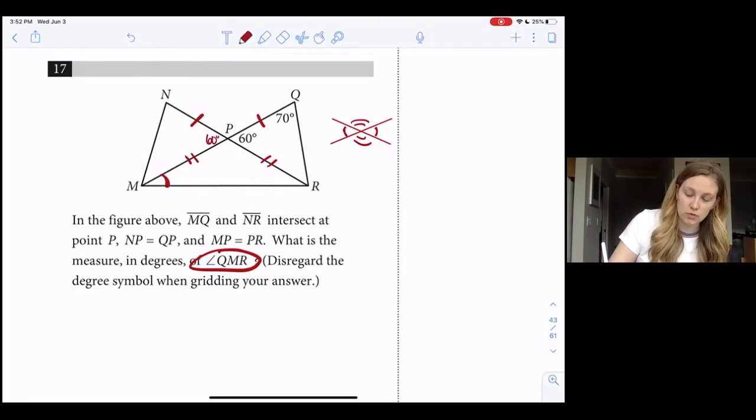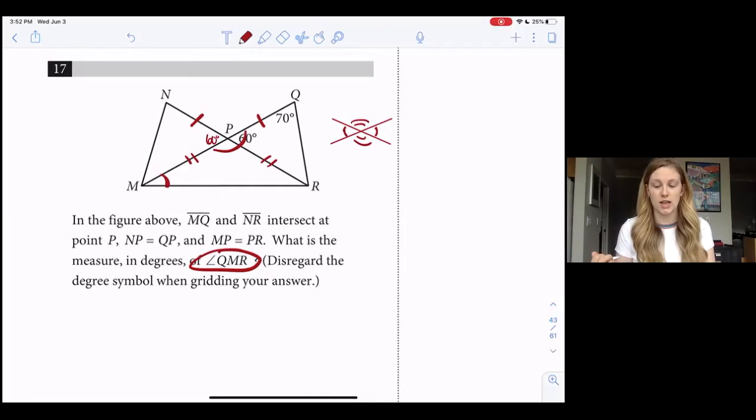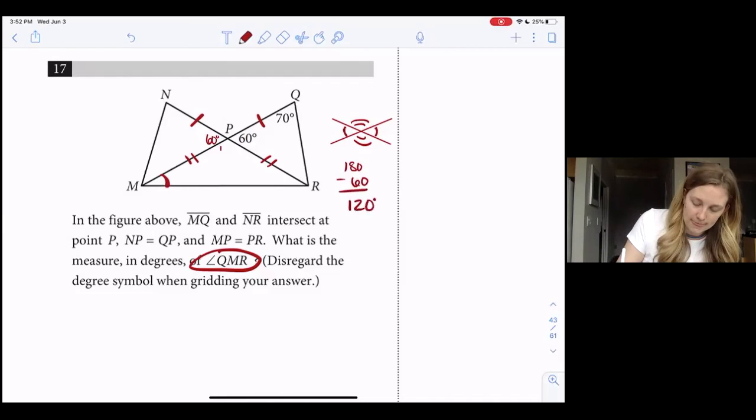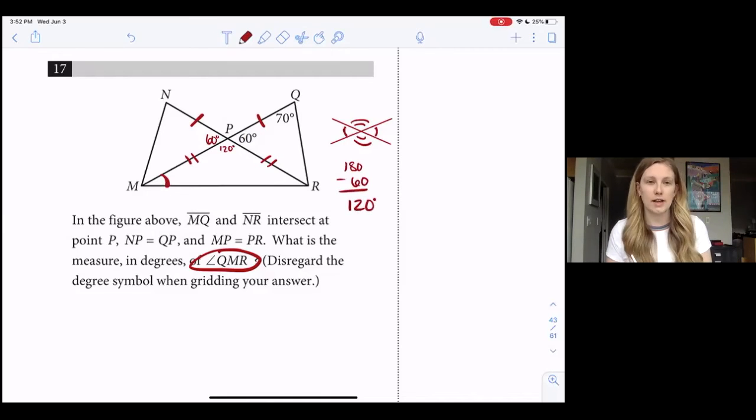Now I also notice that this is a straight line and straight lines have 180 degrees. And so I can solve for that larger angle right in the middle by doing 180 minus 60, which is 120. So I know now that this is 120. Okay, so now I'm getting closer and I'm actually in the triangle where my unknown angle is.